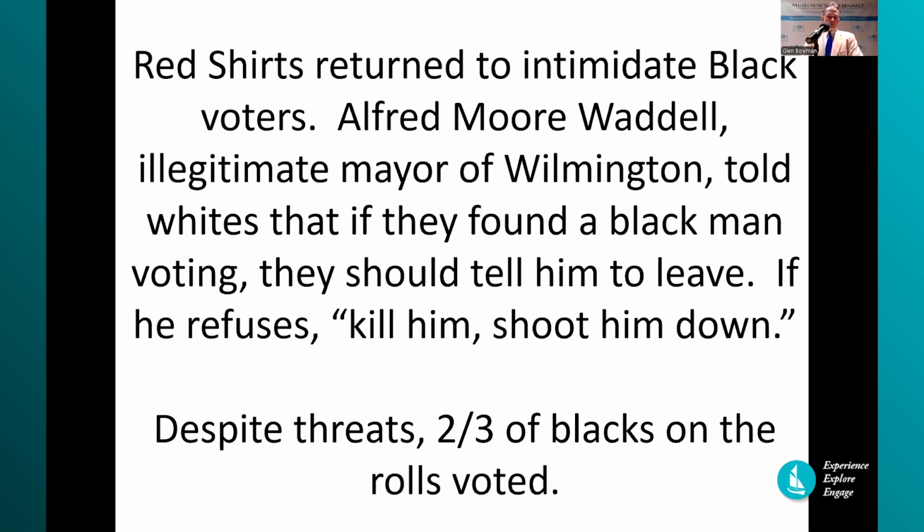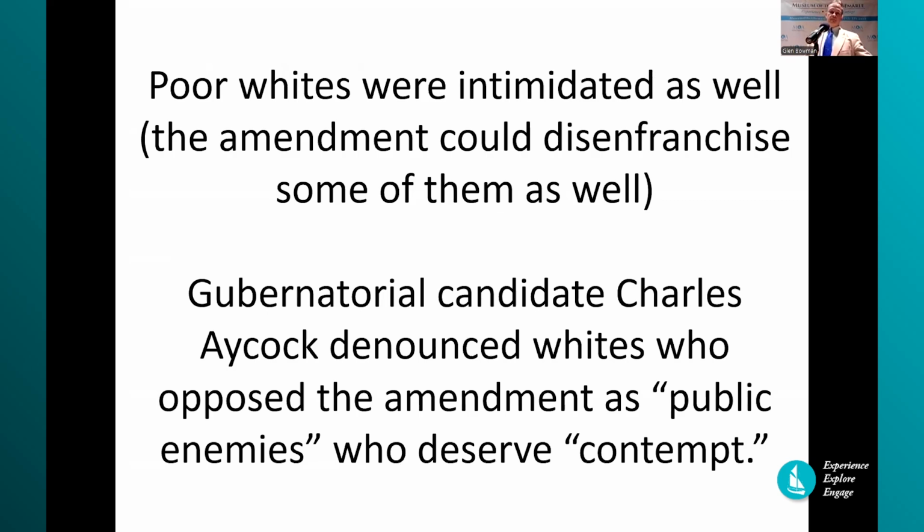Alfred Moore Waddell, the illegitimate mayor of Wilmington, told whites that if they found a Black man voting, they should tell him to leave. If he refuses, quote unquote, kill him, shoot him down. Despite those threats, two-thirds of Blacks on the voting rolls voted anyway. Literally a death threat from an acting mayor of what was the largest city in the state.